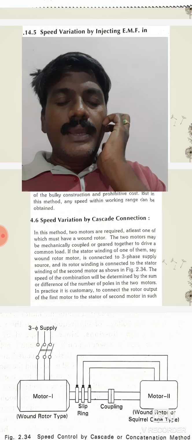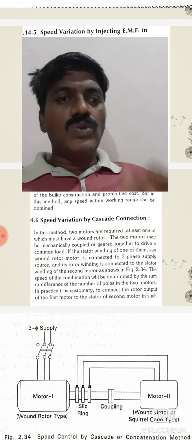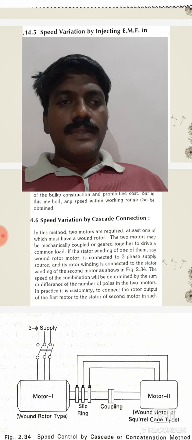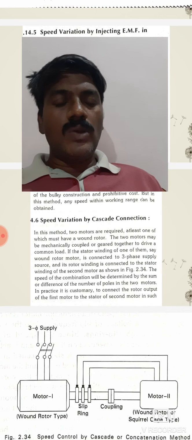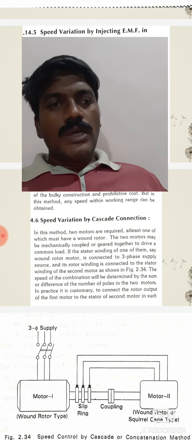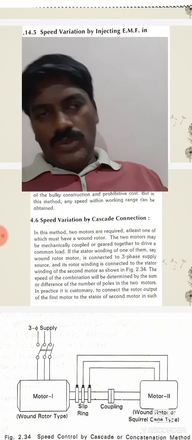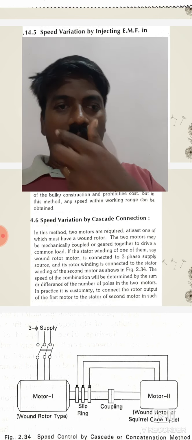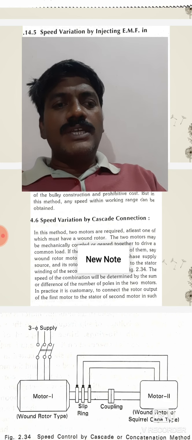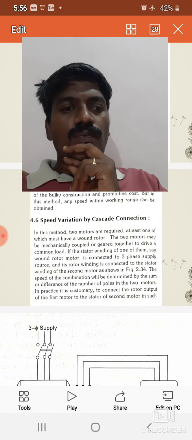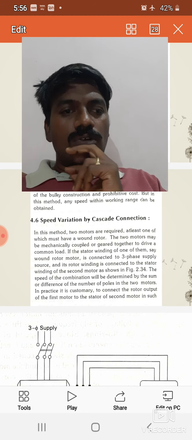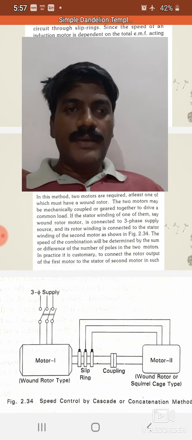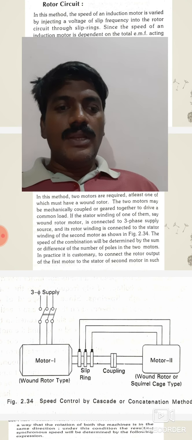The two motors are geared together, mechanically coupled, to drive a common load, right? So these two motors drive a common load, and they are mechanically connected. If the stator winding of one of them, say the wound rotor motor, is connected to the three-phase supply, you can observe in the slide, motor 1 and motor 2.